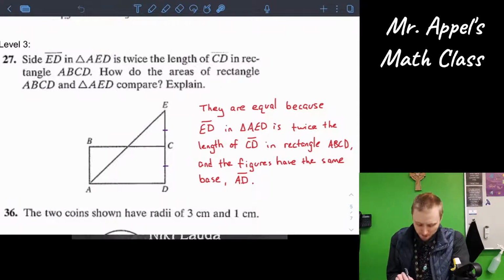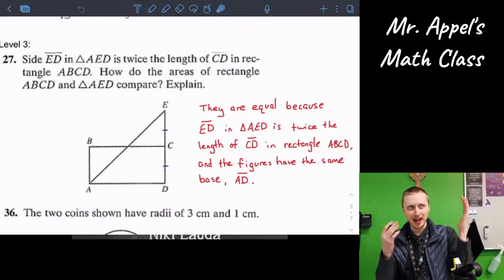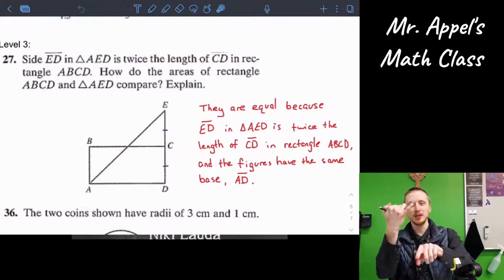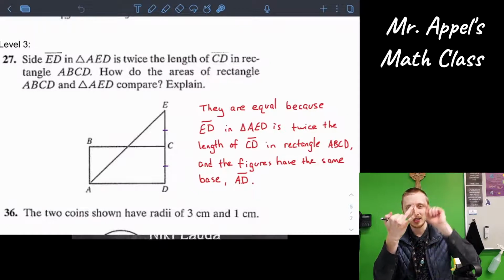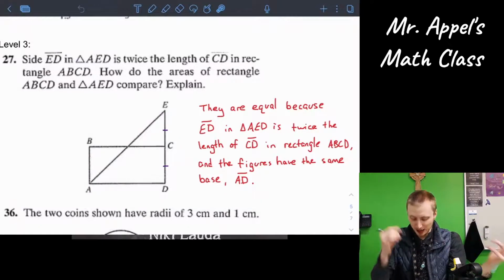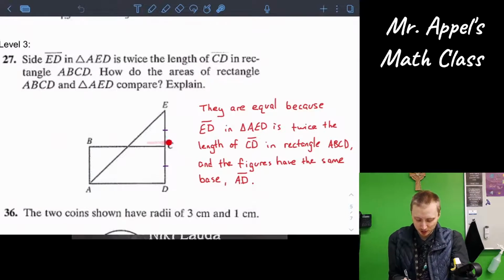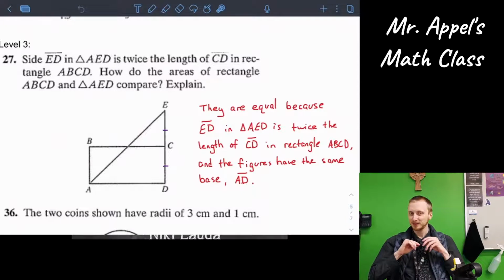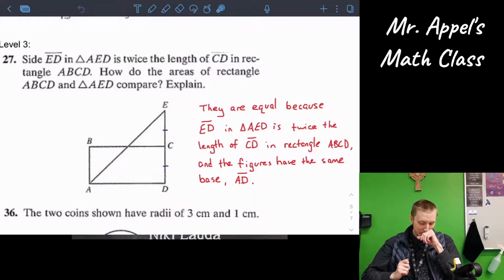Oh wait, the formula for triangle area has a multiply by 1/2 in it. So I doubled the size, but then I still have to take 1/2 for the area of the triangle. So those two operations undo each other, and I'm back to the same original area of the rectangle. See how that works? That's kind of neat, that relationship there.